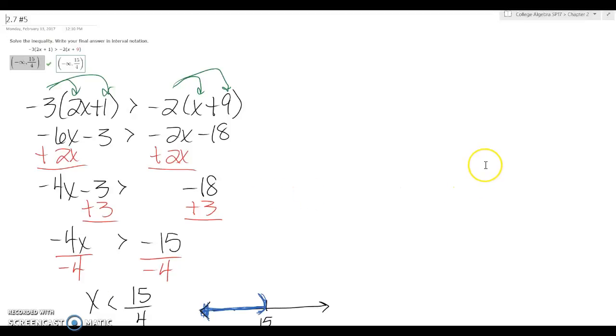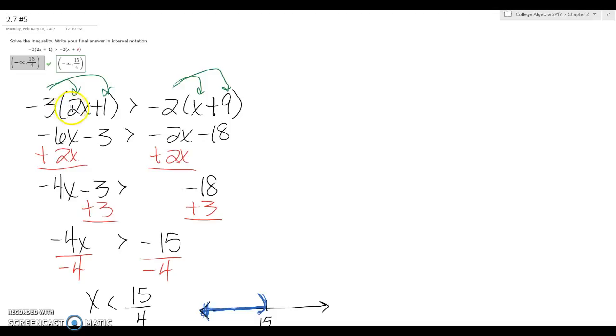This problem is in lesson 2.7, number 5. We are solving inequalities, and it looks like we have expressions on either side. So our original problem is negative 3 times the quantity 2x plus 1 greater than negative 2 times x plus 9. So I've got to distribute on both sides.